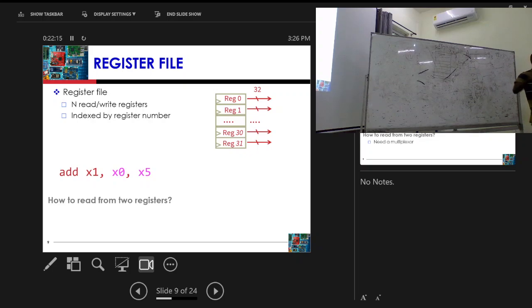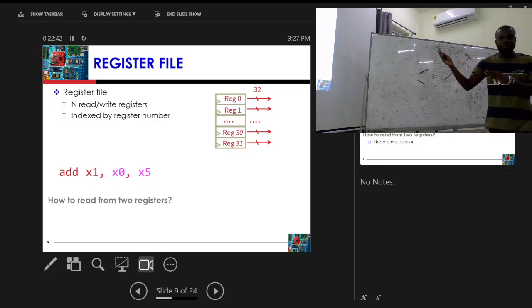Now, we have 2 ports, QA and QB, right? So only one of these 32 locations can be routed to one of the ports. So let's start with QA, just one of the ports. We have 32 lines here. What component can I use to route all of these so that one goes to the output? Multiplexer, right? So everything we have studied in the past comes here.